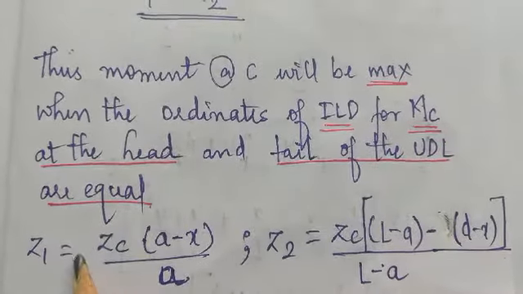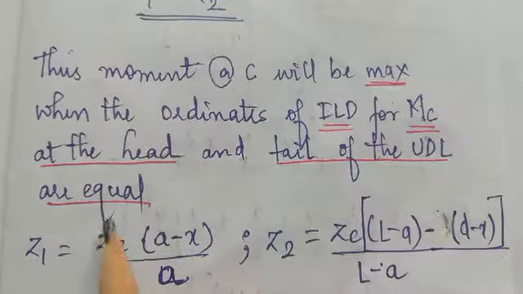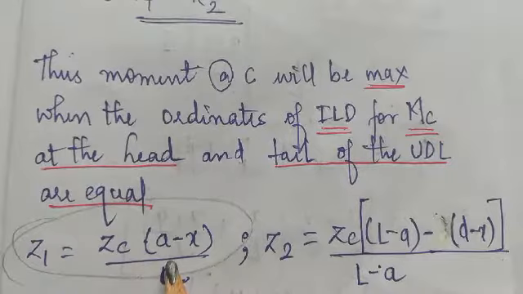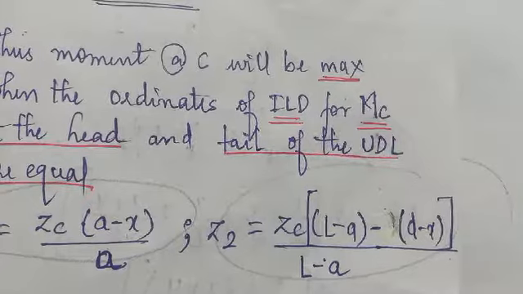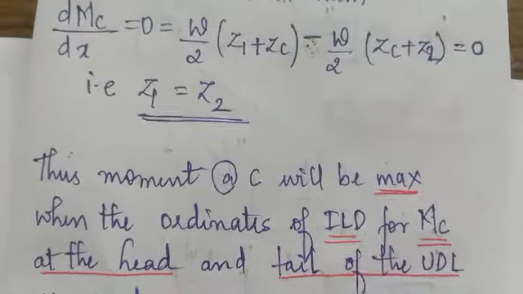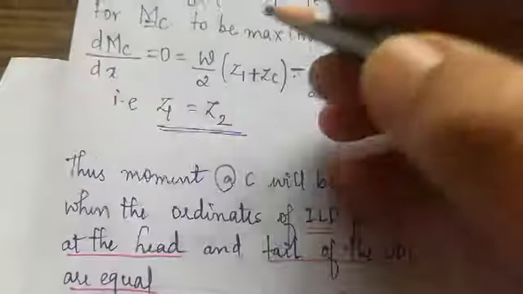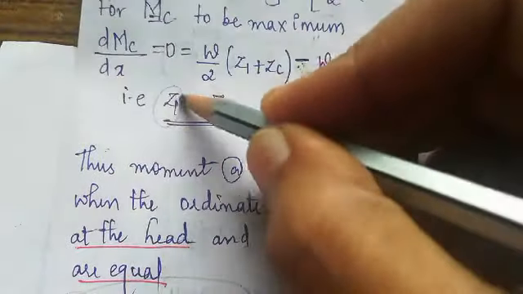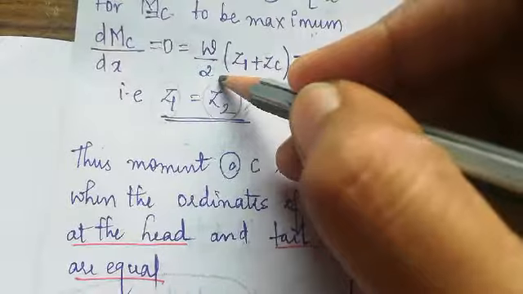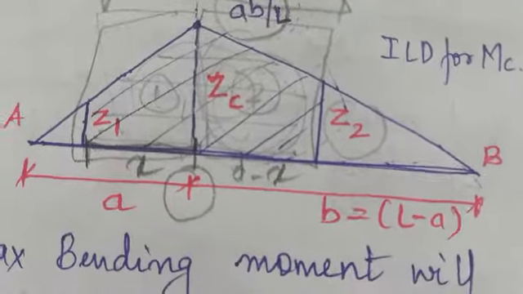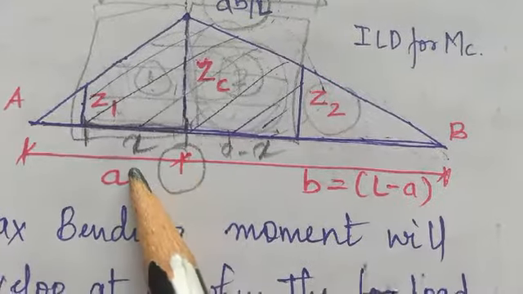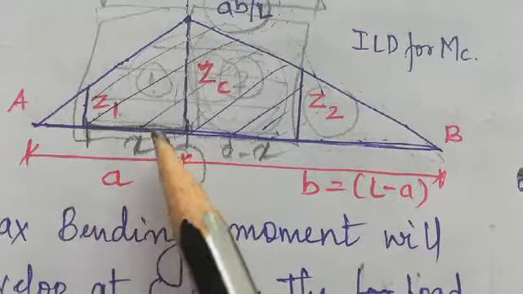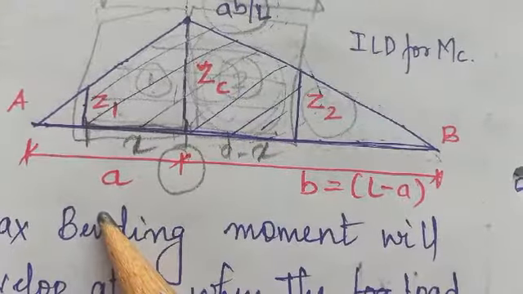That is when Z1 will be equal to Z2, this is by using similar triangles I have drawn. Okay, now once we have got Z1 equals Z2, I have to calculate the value of Z1 and the value of Z2 using my similar triangles from this part of the diagram. Now from this part of the diagram I will get Z1 divided by A minus X is equal to ZC divided by A.